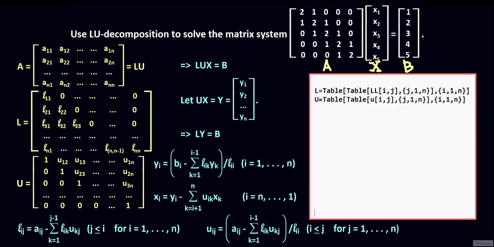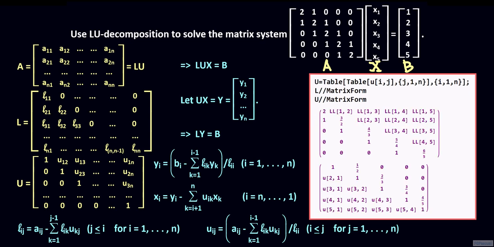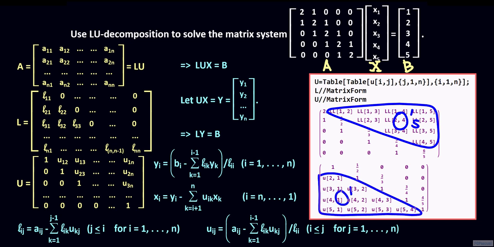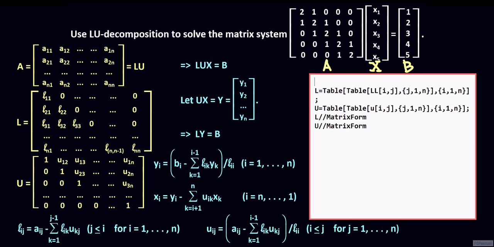We can view L and U this time in matrix form by typing L // MatrixForm and U // MatrixForm and evaluate the entire code. These are the zeros above the main diagonal of L. Like the ones on the main diagonal of U, we don't need to calculate these. These entries are the zeros below the main diagonal of U. We simply ignore them. We'll tidy up the screen for future calculations, so we delete these lines.